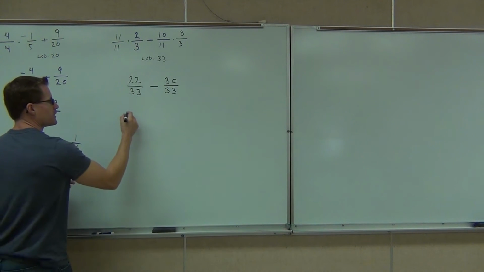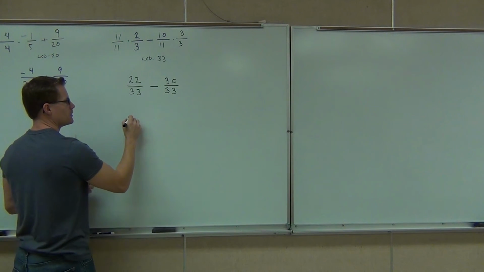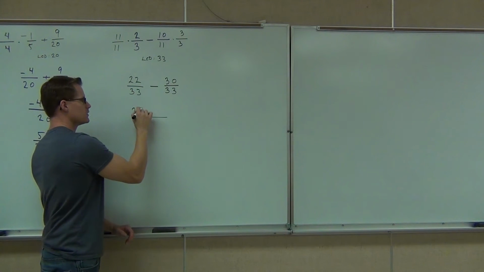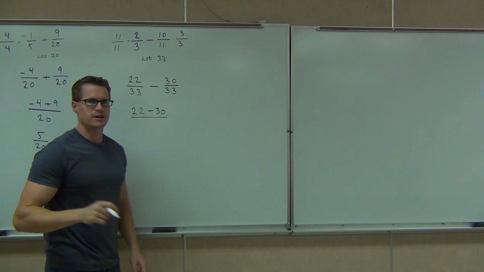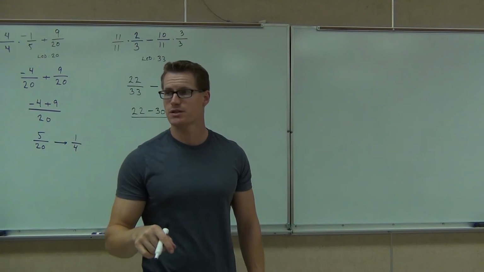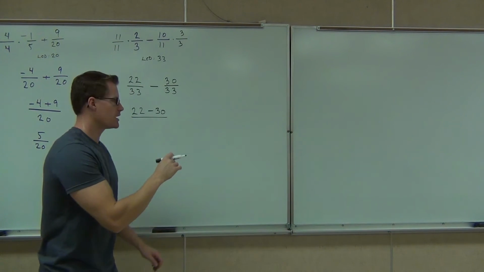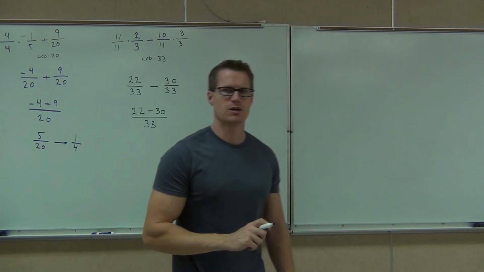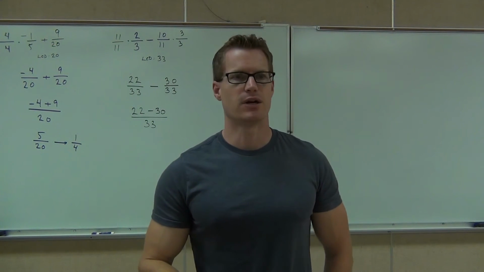After that, we've got what? 22 minus 30 over 33. Good. I want to see that step. We're learning this stuff. I need to see that. So 22 minus 30 on the top. And then on the denominator, how much are we going to have? 33. Hey, how much is 22 minus 30? 8 or negative 8? Negative 8.